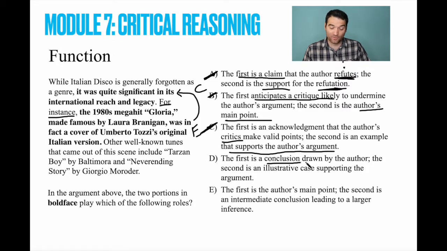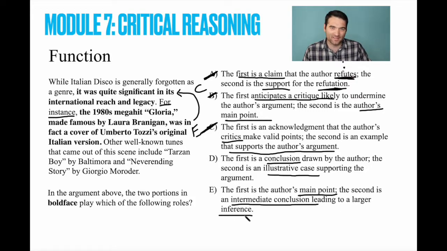Okay, the first is a conclusion. Well, I'm on board so far. Conclusion drawn by the author. The second is an illustrative case, aka an example or evidence, supporting the argument. I like this one. And then finally, the first is the author's main point. Yes. The second is an intermediate conclusion leading to a larger inference.